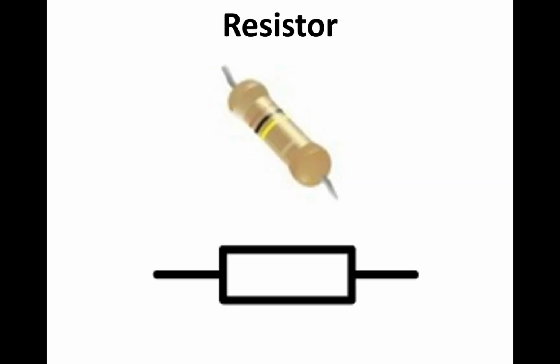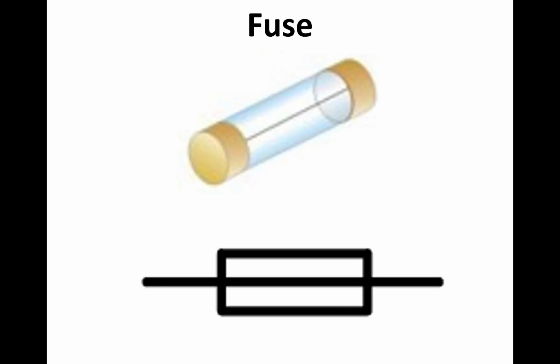The resistor, which is drawn as a simple rectangle. And finally, the fuse. It looks very similar to a resistor, only in this case there is a line running straight through that rectangle.